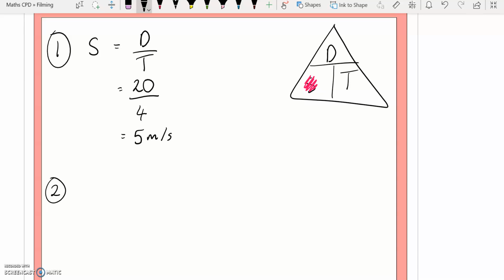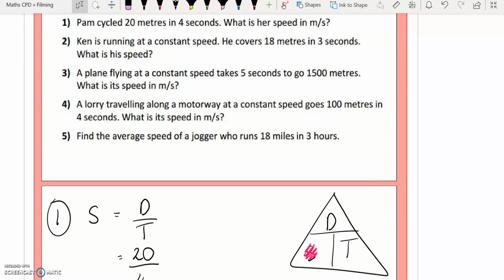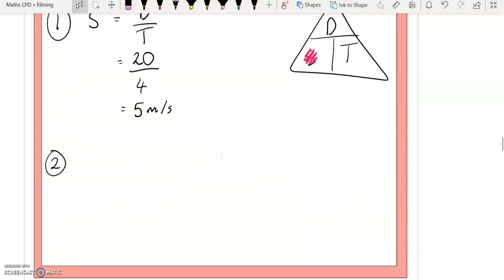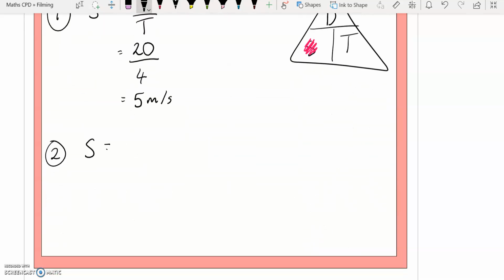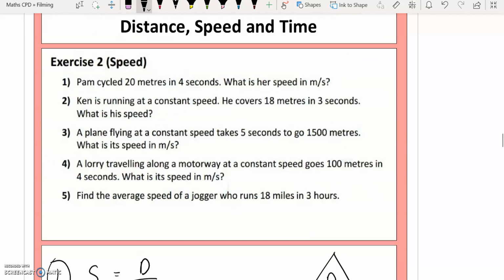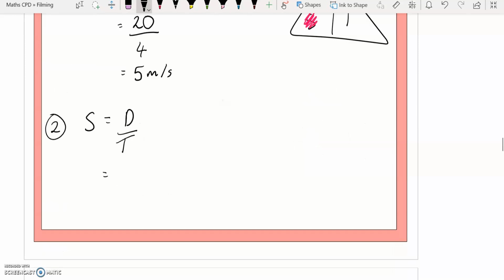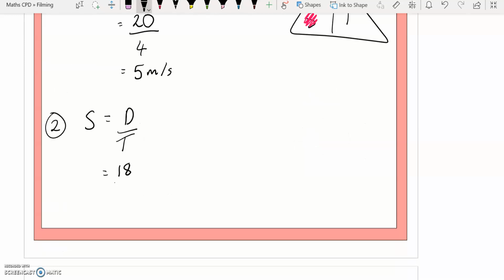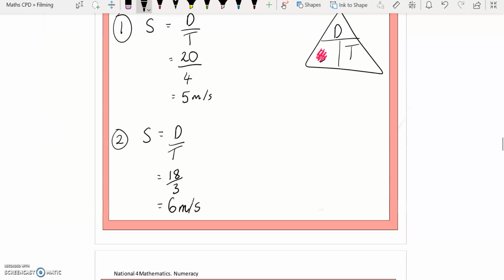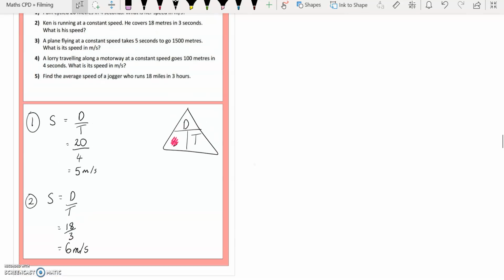Question 2. Ken is running at a constant speed. He covers 18 metres in 3 seconds. What is his speed? So to calculate speed, we do distance, we divide it by time. So we did 18 metres in 3 seconds. We want to know how far did we go every 1 second. So we went 6 metres every 1 second. 6 metres per second.